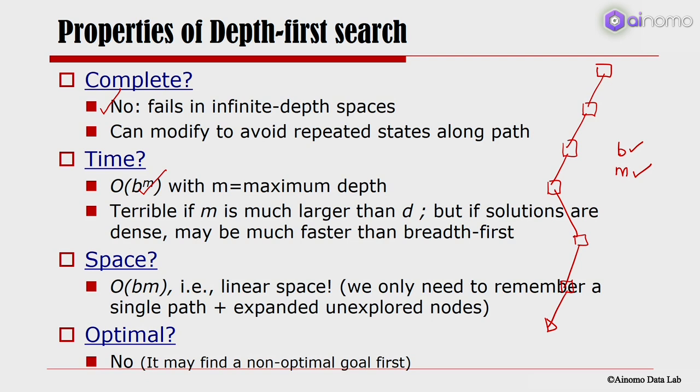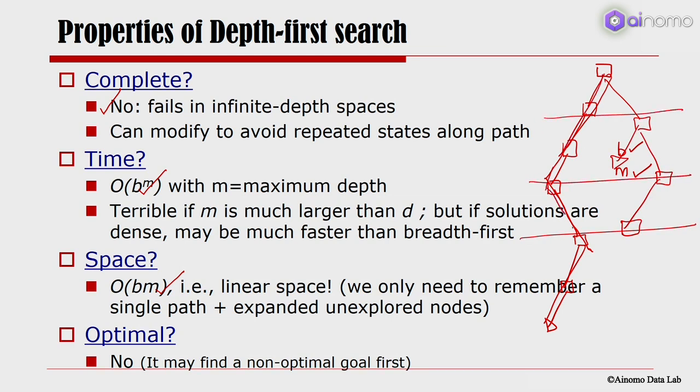In terms of space, we only need to remember a single path of unexpanded and unexplored nodes. So the space complexity is Bm, which is linear, and it may find a non-optimal goal first. In terms of optimality, intuitively it is possible that there are goals somewhere at lower levels, which will definitely be missed by any depth first search technique. So it is not an optimal search technique.